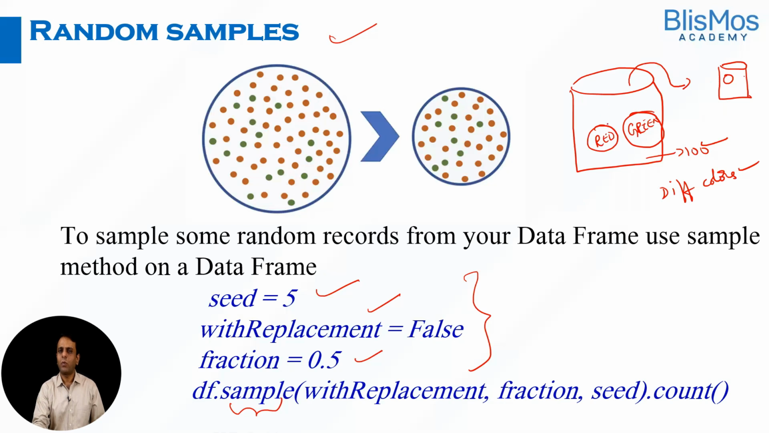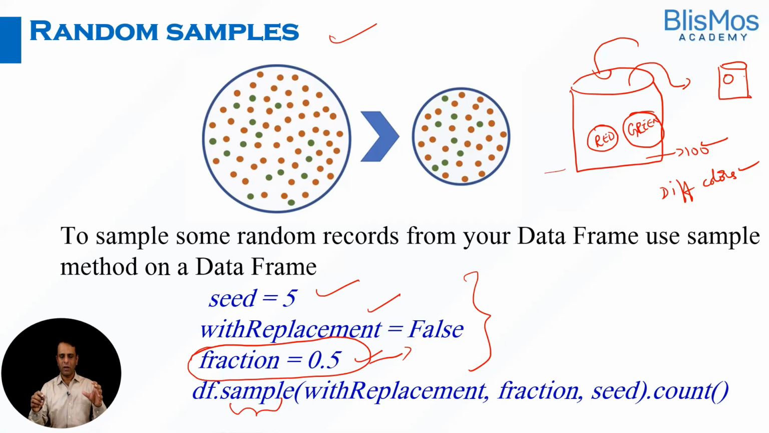But one more option is this: at the end of the day you are sampling, so you took a ball, recorded that this is a green ball, and then put it back. That is where with replacement comes into the picture. When you say false, you are not replacing it. When you say true, you are replacing it. The fraction is out of 100 balls, or out of the billions of records you have, how much percentage of that you want to sample. That is what the fraction means.